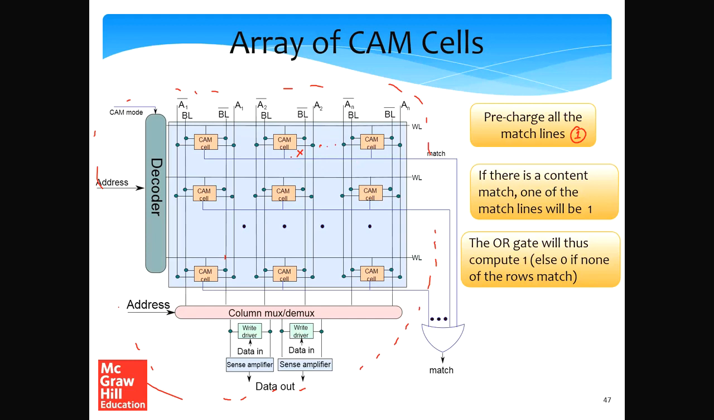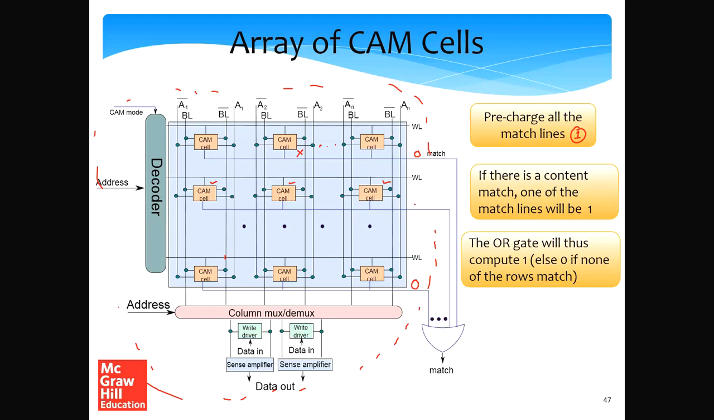So whenever there is a mismatch even in a single bit, all of these match lines will get driven to 0 volts. But let's assume for this row, all the bits match, right? There's a complete 100% match. Then the match line will not be driven, this match line will not be driven to 0 volts.